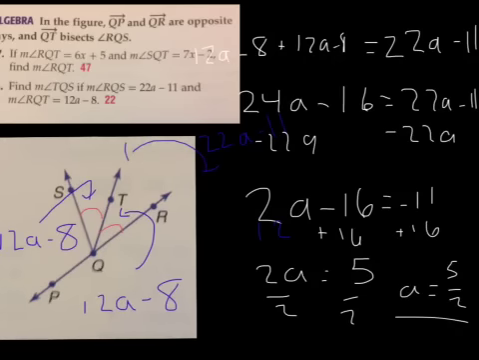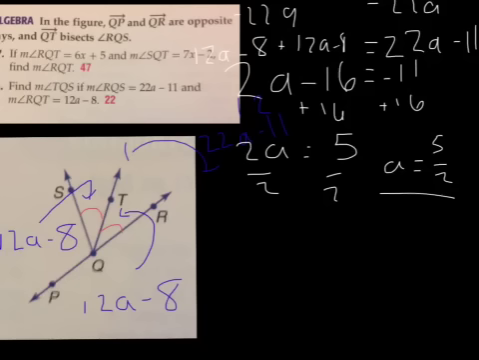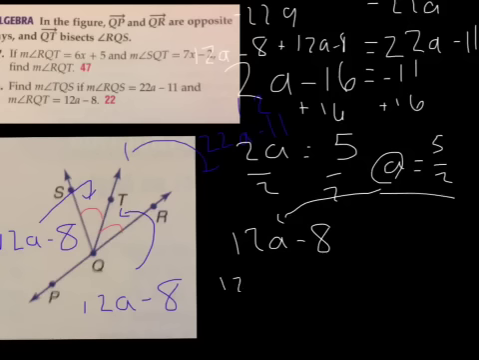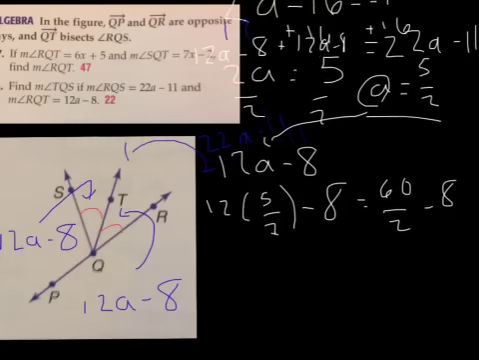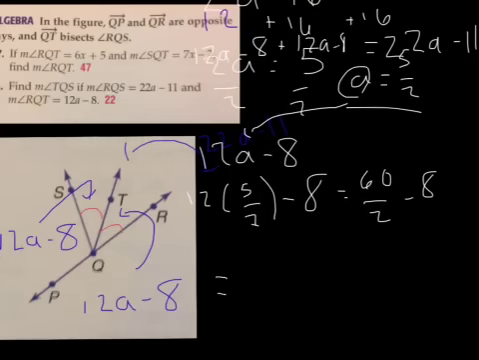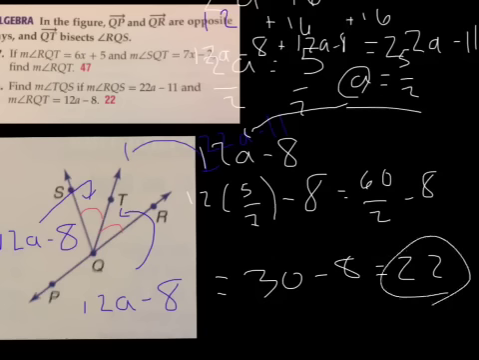I know that TQ minus 8 is 12A minus 8, and that's just from looking at my picture. We knew we had congruent lines, so we labeled it 12A minus 8. I can plug in my A. This A is going to go in for this A, so I'll get 12 times 5 halves minus 8. That's going to give me 60 over 2 minus 8. And if I keep solving from there, that's going to give me 30 minus 8, which is going to give me 22. So we found our angle.